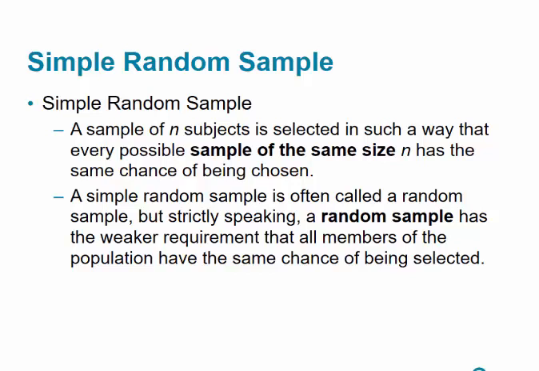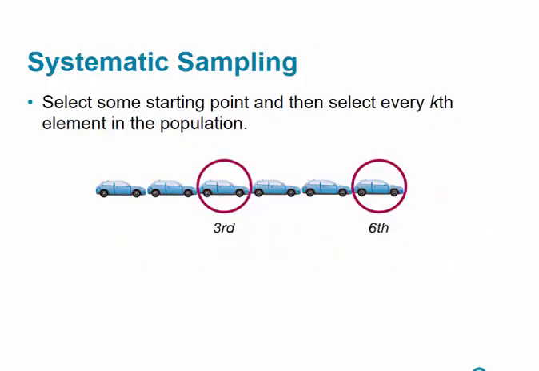So a simple random sample is often called a random sample, but strictly speaking, a random sample has the weaker requirement that all members of the population have the same chance of being selected. So the first type of random sampling is what we call systematic sampling.